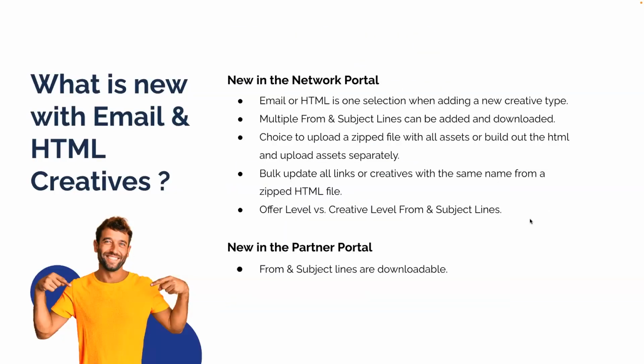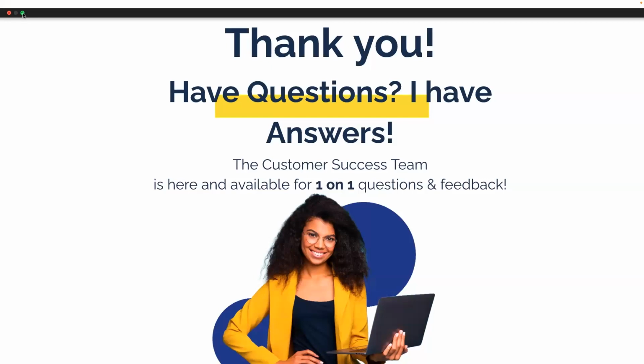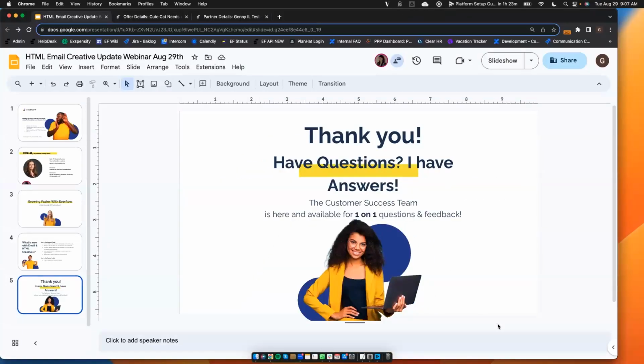There's also the ability, if you have an HTML creative that has a ton of the same tracking link needed to be added, instead of doing one at a time, you could choose to do a bulk. It's basically a control find and control replace. You can do this for images and for links. And then, like I said before, there's offer level and creative level from and subject lines. And new in the partner portal is that you can download the from and subject lines directly from the creative asset. So now I'm going to show you, once I get out of this screen, what this all means within Everflow.